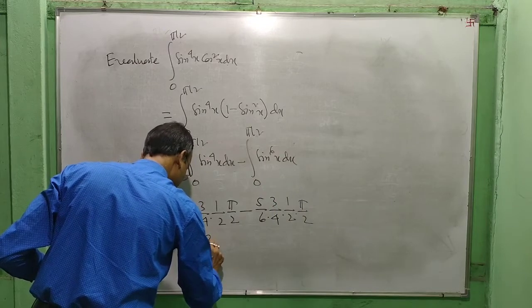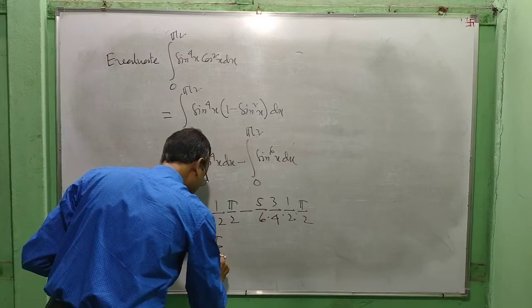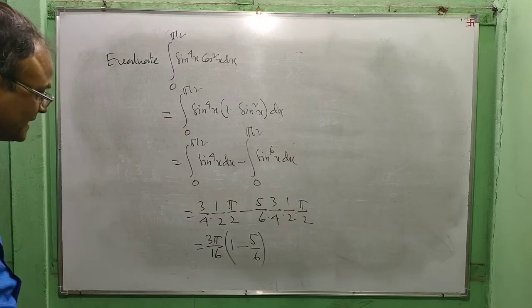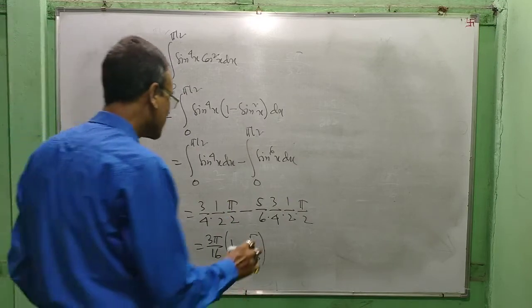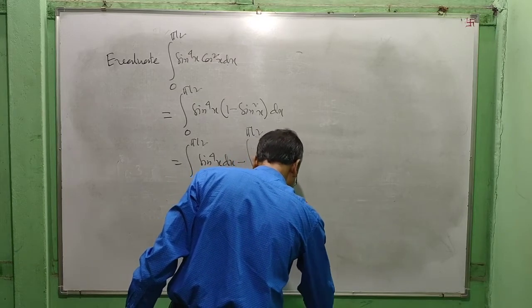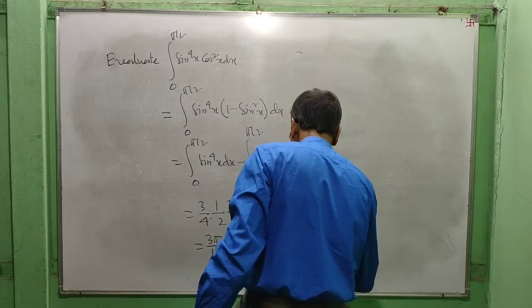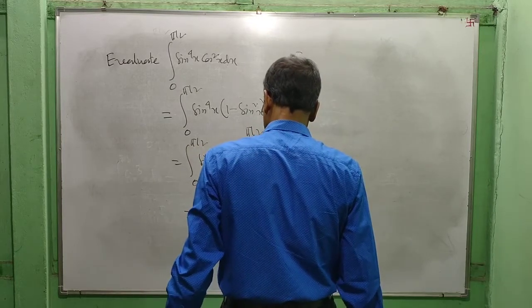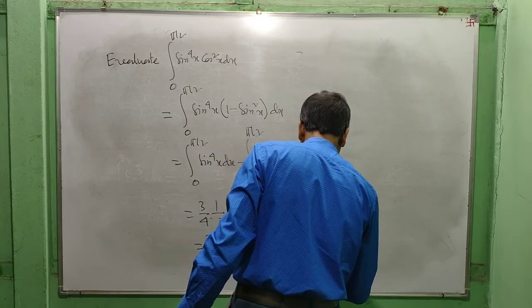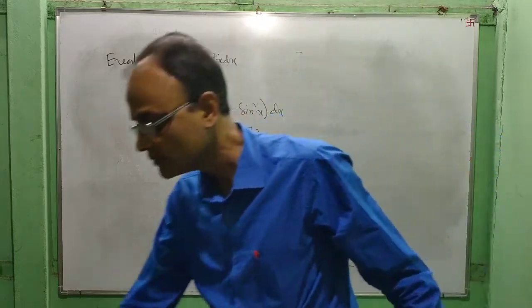This is equal to thrice pi by 16 into 1 minus 5 by 6, which is thrice pi by 16 into 1 by 6. This will be equal to pi divided by 32.